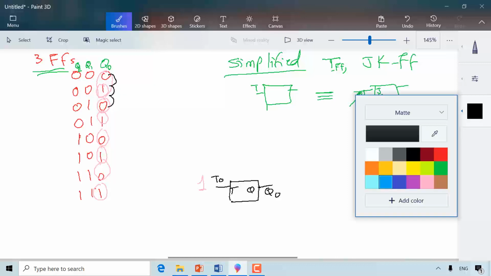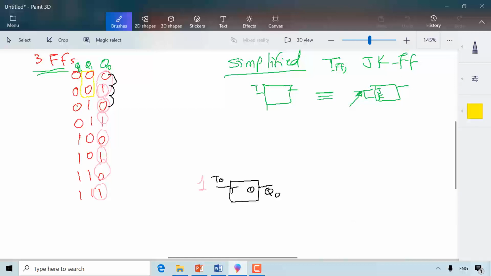Let's take a look at the second observation. For Q1, look here: 0 0 0 1 1 1 1, 0 0 1 1 1, and then it flips the other side when we go to the next 0 0. It turned out we do this flipping whenever Q0 is 1. Notice here, whenever Q0 is 1, we do this flipping.